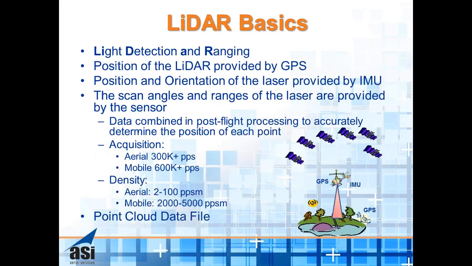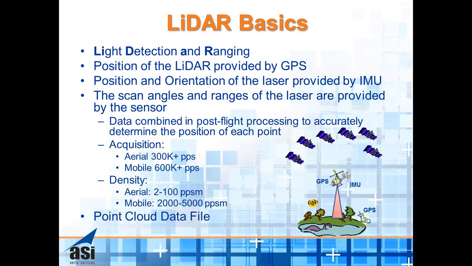The LiDAR basics. LiDAR is an acronym. It's just light detection and ranging. What LiDAR is, we take a sensor in the air, either in a helicopter or an aircraft. It can be done mobile as well. We have a GPS in the aircraft, an IMU or inertial measurement unit in the aircraft. There's a GPS on the ground.